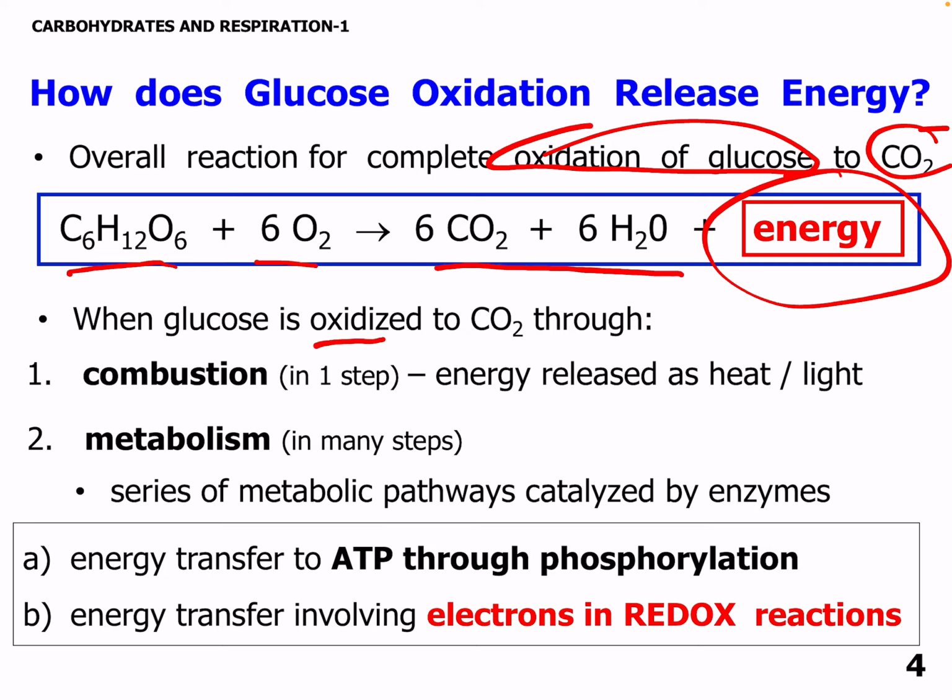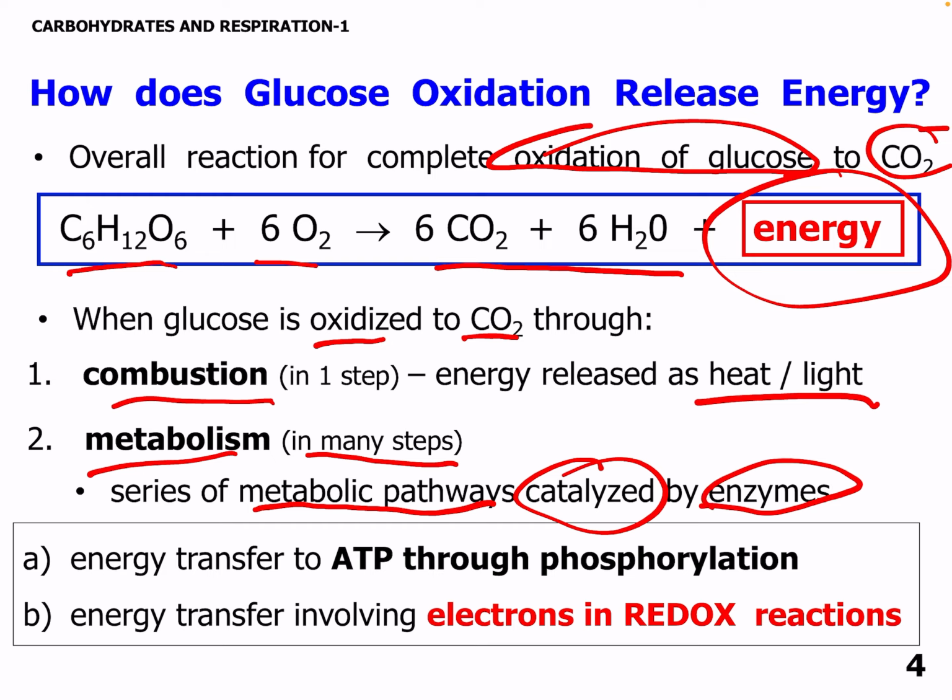So when glucose is oxidized to CO2, it is through combustion, which occurs in one step, where energy is released as heat or light, or metabolism, which occurs in many steps. So this is a series of metabolic pathways catalyzed by enzymes. So enzymes are also known as catalysts. So we have energy transfer through ATP, through phosphorylation. So this is when we have our ATP to ADP, with the phosphate being released. And we also have energy transfer involving electrons using redox reactions, which we'll get to shortly.